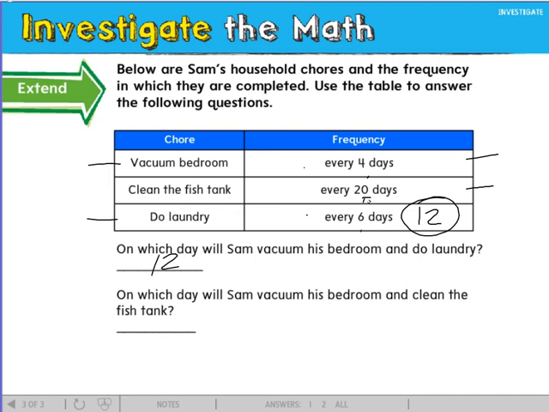You can keep going as fast as you want and make all the mistakes in the rule. That's fine. Or you can slow down a little bit and get this right. So 4 can go into 20 how many times? 5. Okay, 4 times 5 is 20. So 20 is the least common multiple. So every how many days is he going to vacuum his floor and clean his fish tank? Every 20 days.